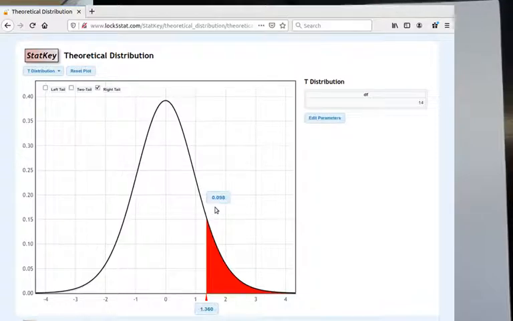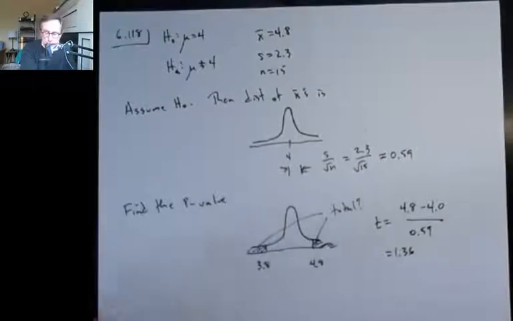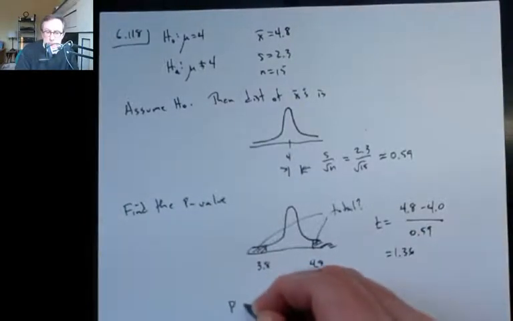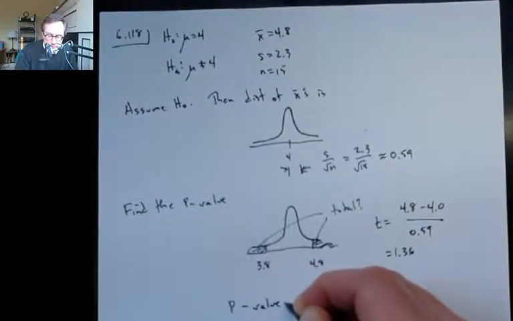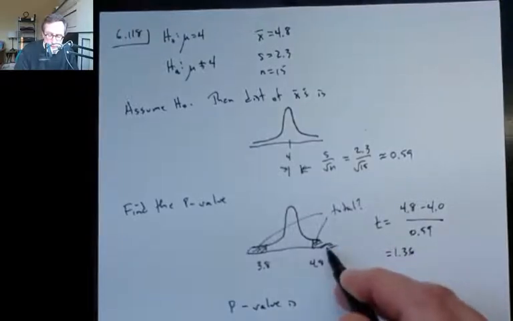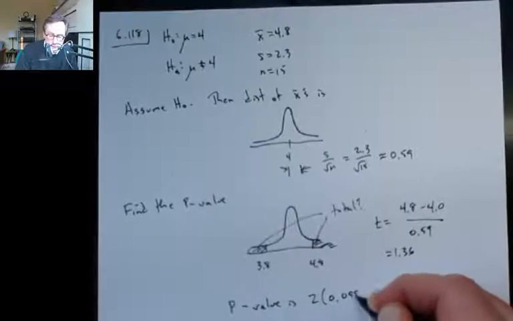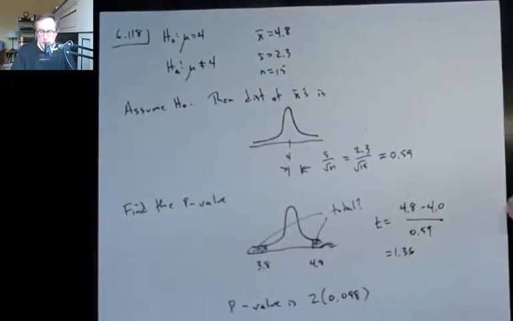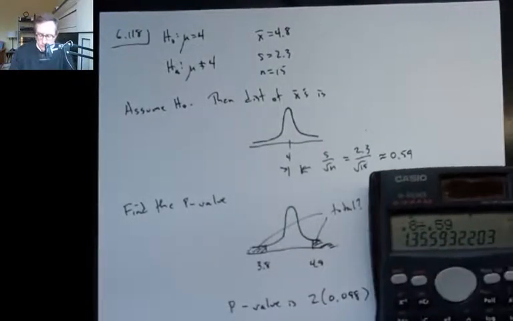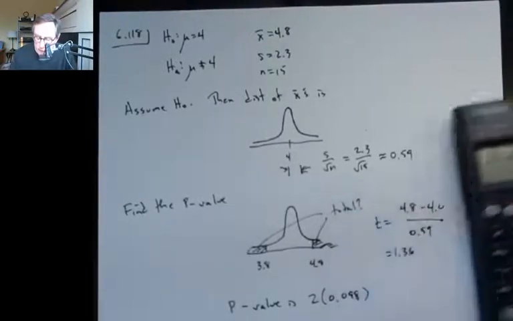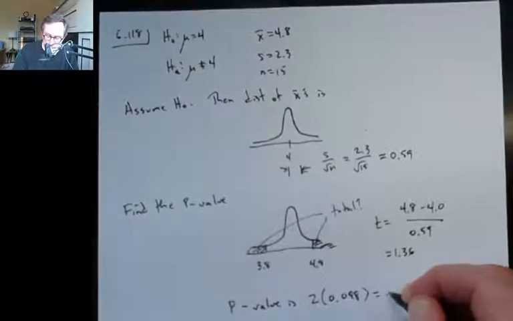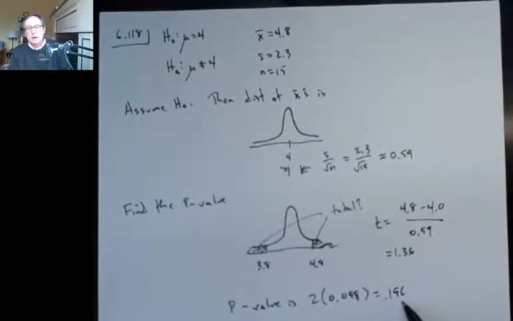So 2 times 0.098. Let me get rid of StatKey here. So the p-value is, I did the upper, which was 0.098. Don't forget the lower. 2 times 0.098, and my calculator says 0.196. So that's about 20%. So more than 19%, it's about 20%.